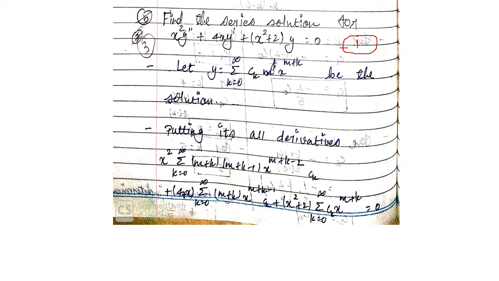So it will be x square as it is, y double dash its value, 4x as it is, putting the values of y dash, x square plus 2 as it is, and put the values of y. Okay. Now you have to check whether any kind of brackets is given or not. If any brackets are given, then first open it, and that will be your first step.